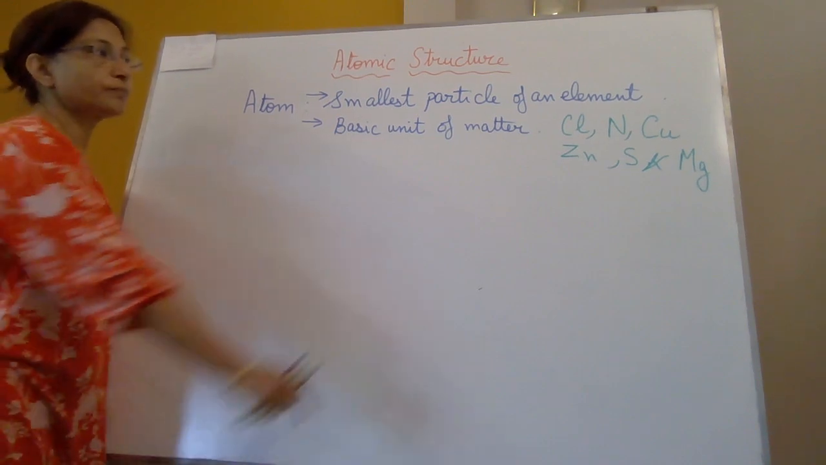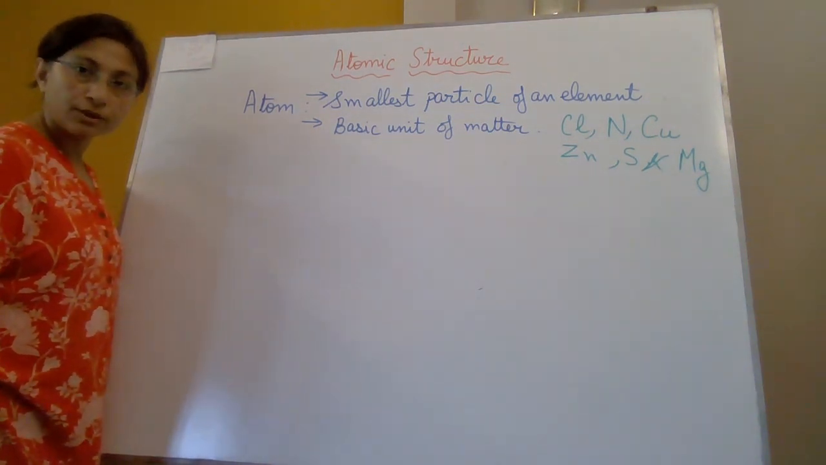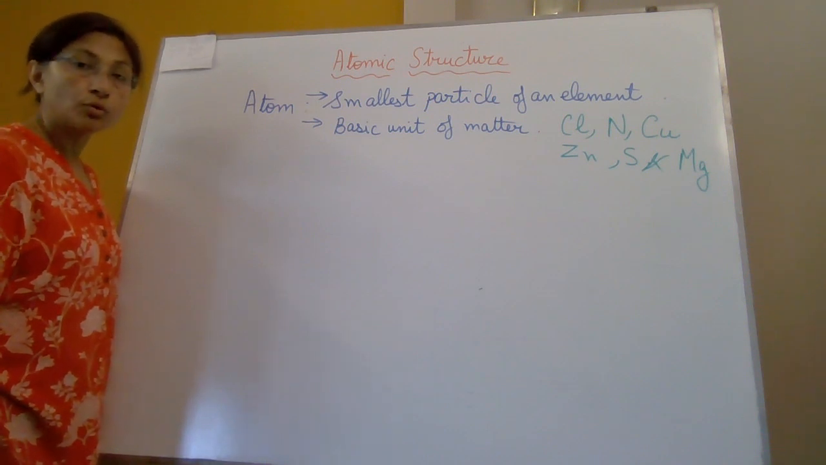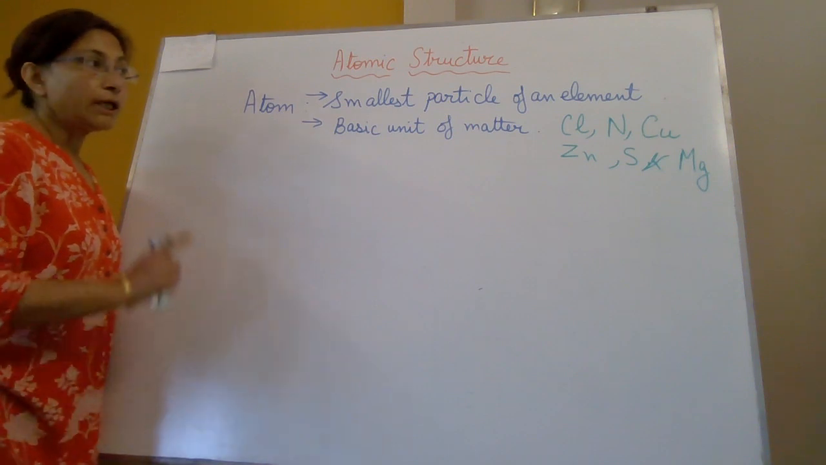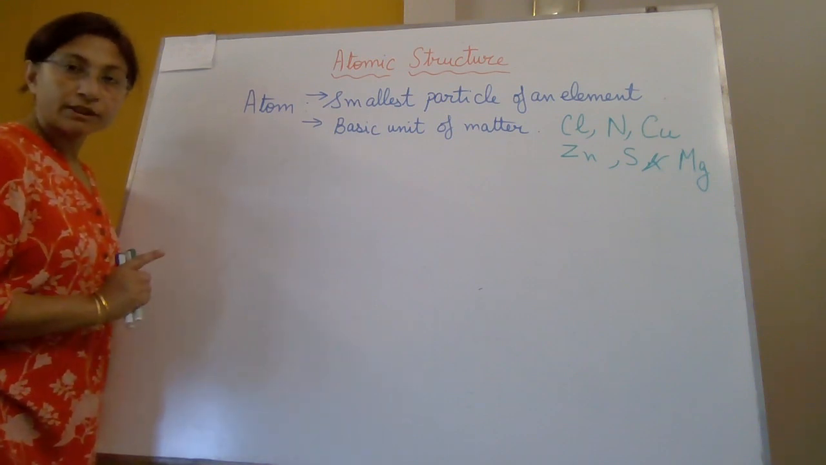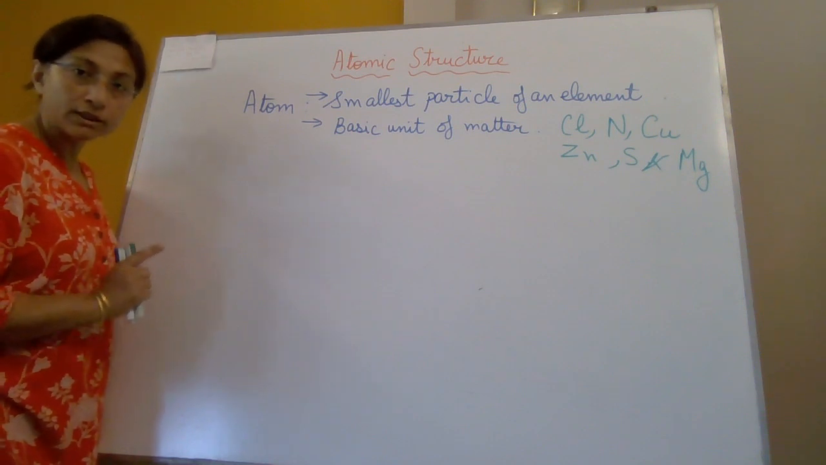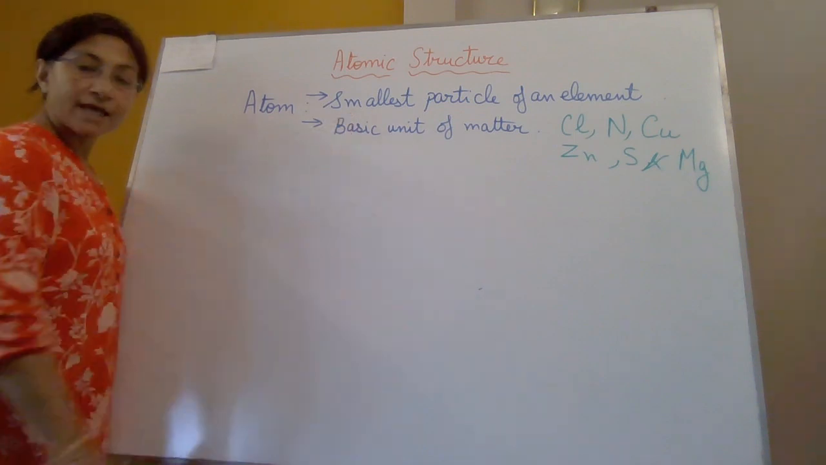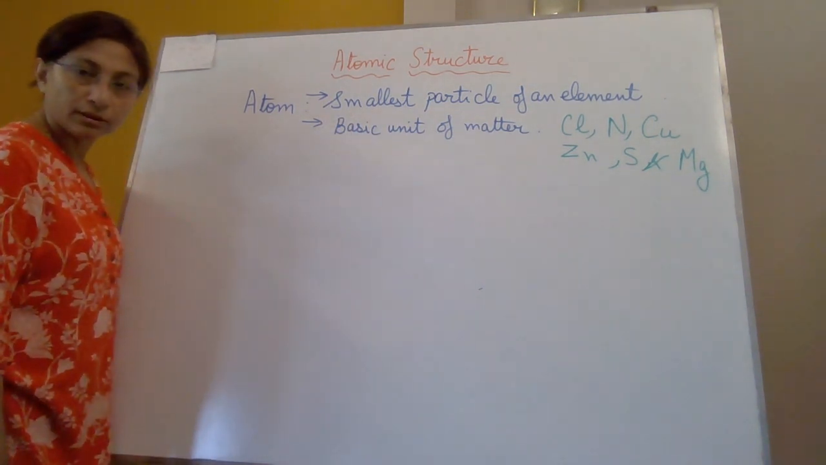For example, we write Cl, N, Cu. All these symbols are representing the name of the element, but they are not only representing the name, they actually are representing the one single atom of that element. These atoms are the basic unit of matter.